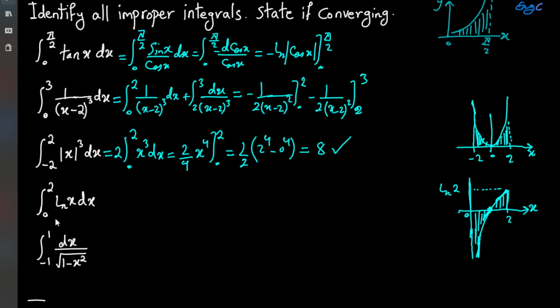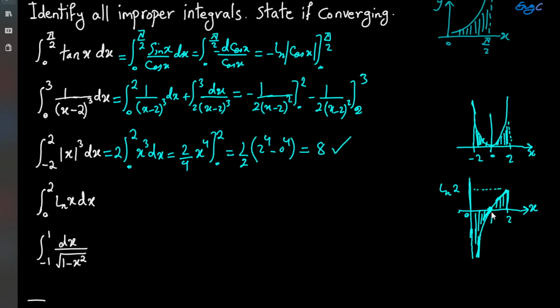For the ln, 0 to 2 ln x dx, I have visualized it here. You can see the x-axis going from 0 to 2, the integration range, and the function is ln of x, which at x equal to 1, ln of x is 0 as expected. At x equal to 2, it's ln 2 that is highlighted here on the y-axis.